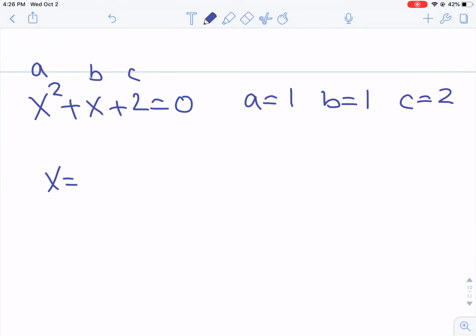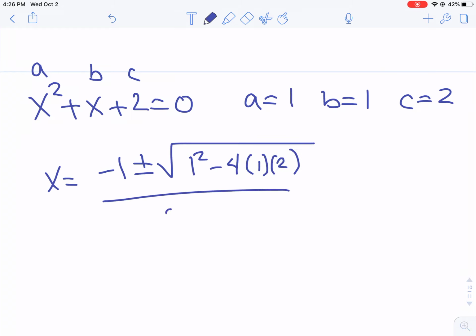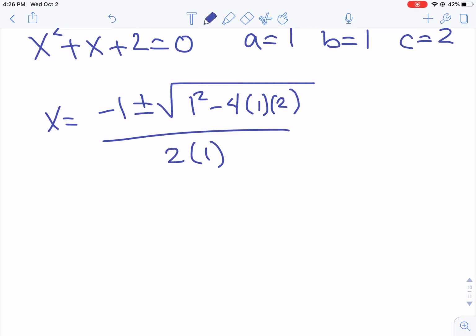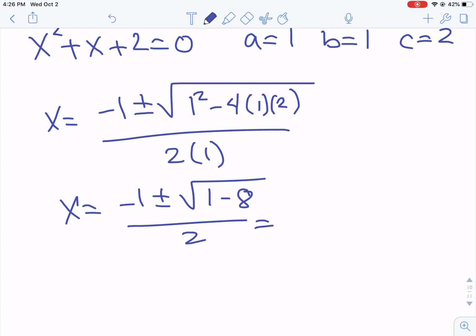Wow, this one's really super exciting. So we have x equals negative 1 plus or minus the square root of b squared, so 1 squared, minus 4 times a times c, all over 2 times 1. All right, so this gives me x equals negative 1 plus or minus the square root of 1 minus 8, all over 2. So that gives you negative 1 plus or minus the square root of negative 7, over 2.